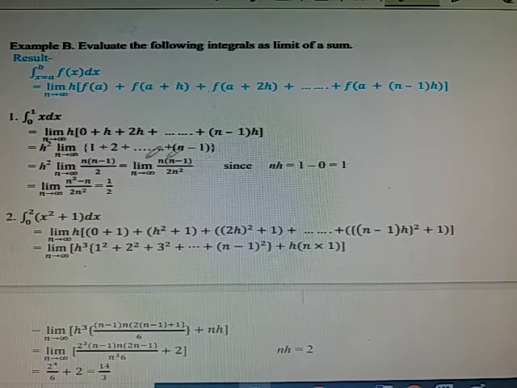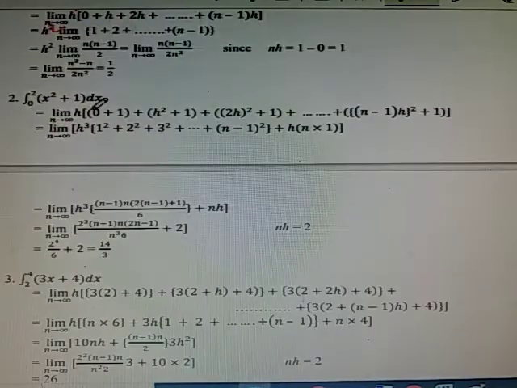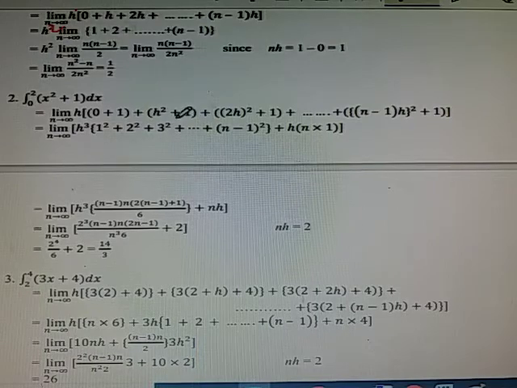So this is just computation. h you take out, and here it is h square. So this is h square times 1 plus 2 plus up to n minus 1. Then take the limit, and we apply this h square. What is h square? nh is equal to 1, so h is equal to 1 by n, so h square is equal to 1 by n square, and this limit is 1 by 2. You find it, you will get it.